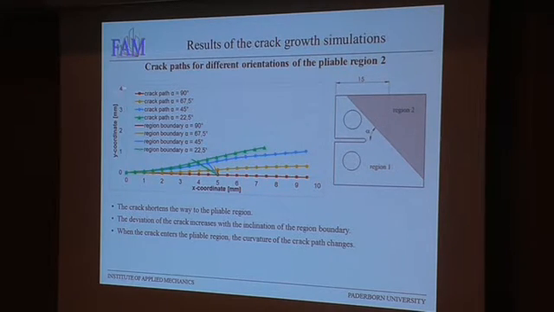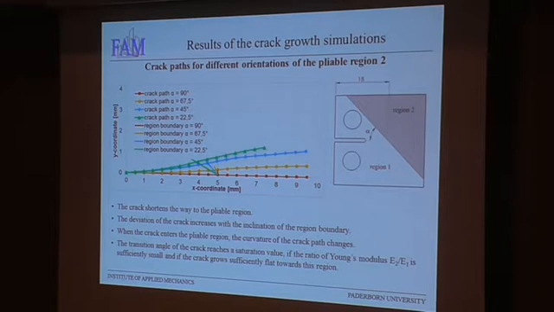The curvature of the crack path changes again when the crack enters the second region. Here, all the cracks enter the second region, since the crack wants to go into the pliable second region. But in this case, the transition angle reaches a saturation value if the ratio of Young's modulus is sufficiently small, or the crack grows sufficiently flat towards this region.